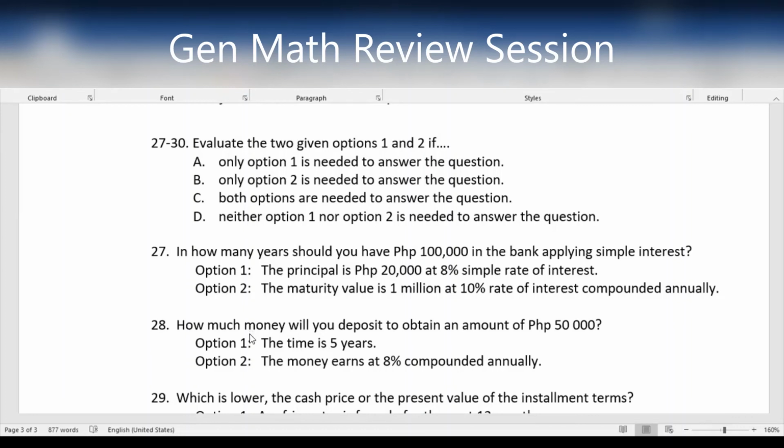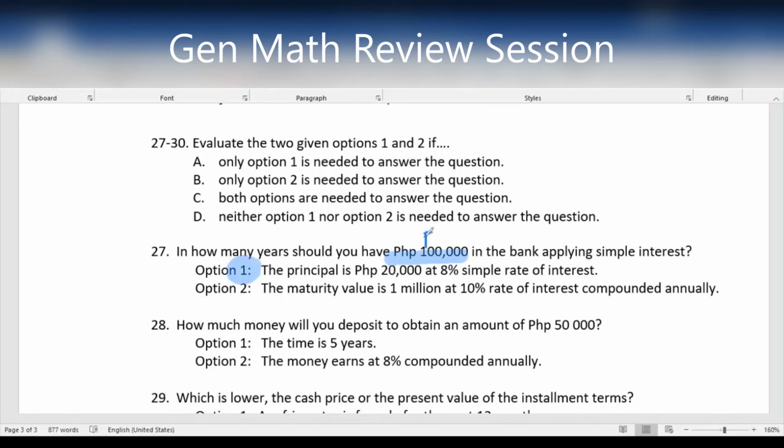Harold, ano sagot mo? Simple interest yan. In how many years should you have 100,000 in the bank applying simple interest? Miss A po. So you mean you need only option A. Tama ba? I mean you need only option 1. So in how many years should you have 100,000 is the future value. Tama ba?